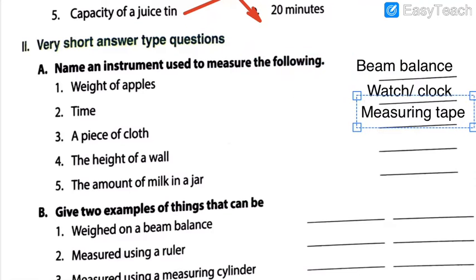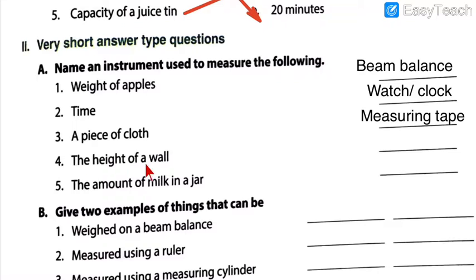Obviously, using a measuring tape, a piece of cloth can be measured, because when we go to buy cloth in the shops, they first measure the size, how much is required for us to stitch, and then they give it. So that measurement is taken using a measuring tape.